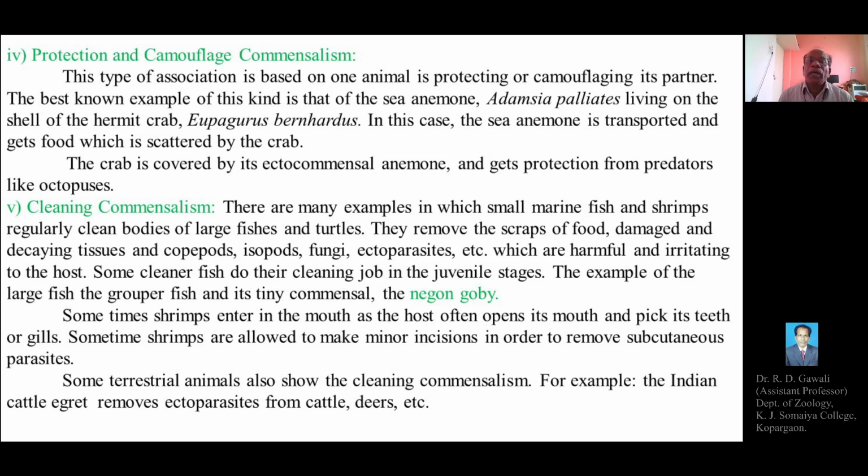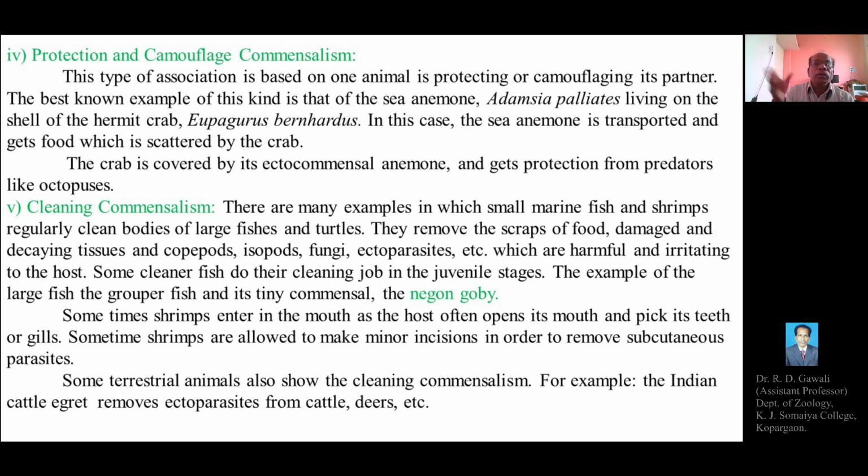Then cleaning commensalism, another type of association between organisms of different species. There are many examples in which small marine fish and shrimps regularly clean the bodies of large fishes and turtles. They remove scraps of food, damaged and decaying tissues, copepods, isopods, fungi, and ectoparasites. So whatever materials are present on the body of large fish or turtles are removed by the smaller marine fish or shrimps. So this is a regular cleaning mechanism.